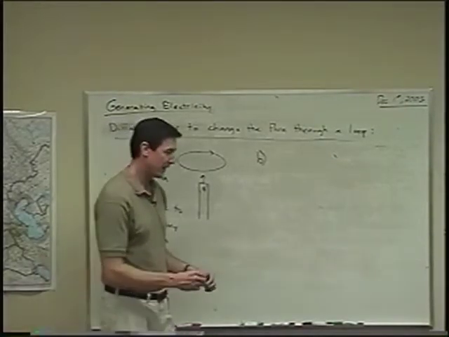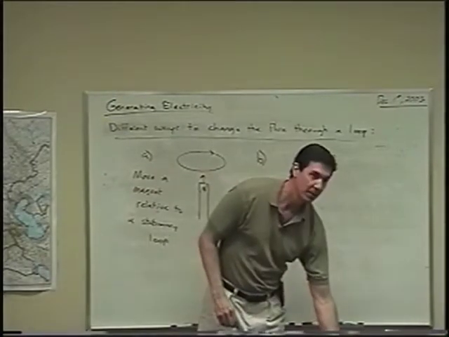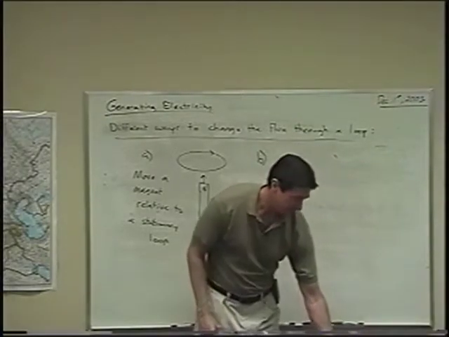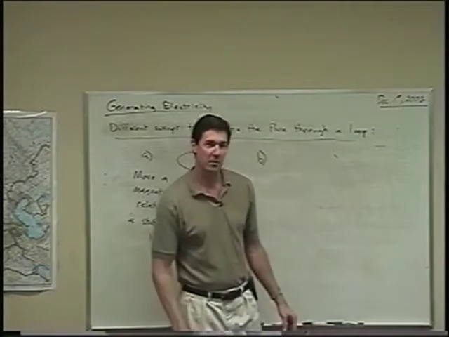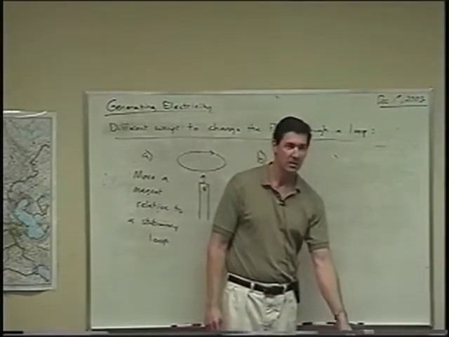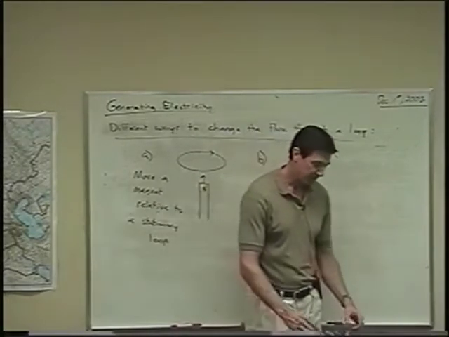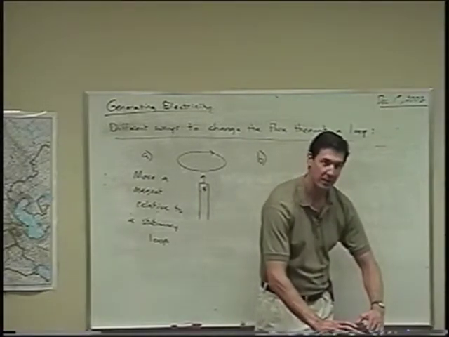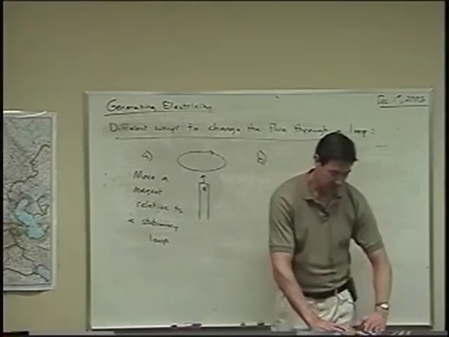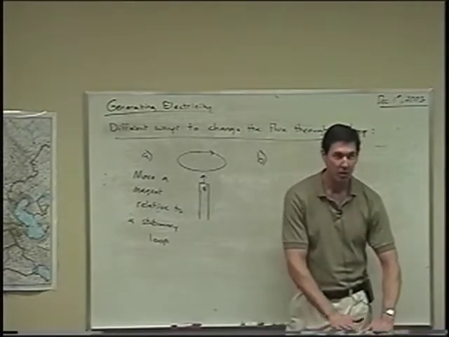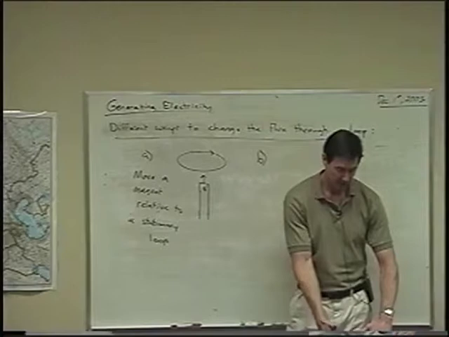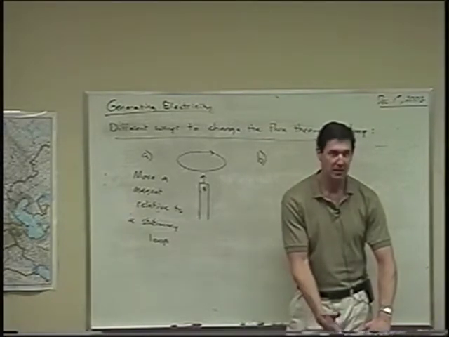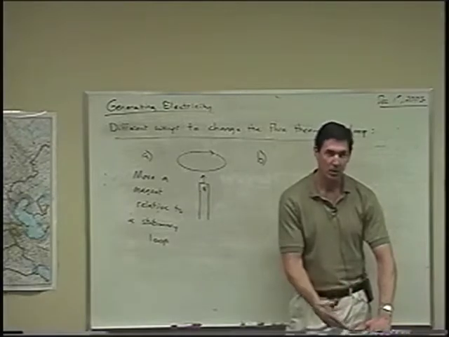But let's say I have the magnet. I'm going to use this felt marker as my magnet with the North Pole up, and I have a loop above it here. Now at first my loop is horizontal, so the magnetic field from this magnet is going right through the loop.